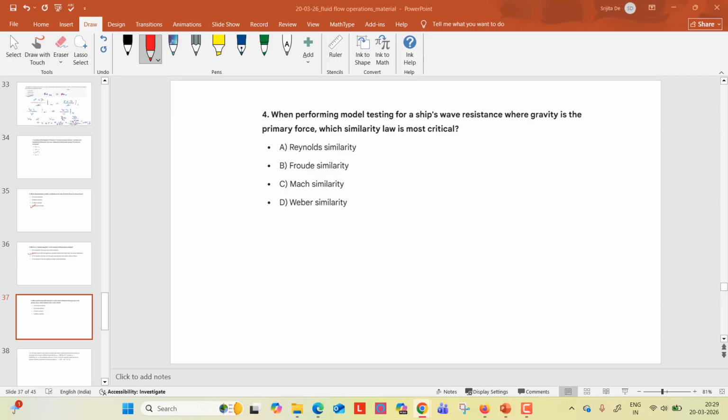So when gravity effect is there, obviously Froude similarity will be most critical, because Froude number is the inertial force per gravitational force. Inertial force by gravitational force.